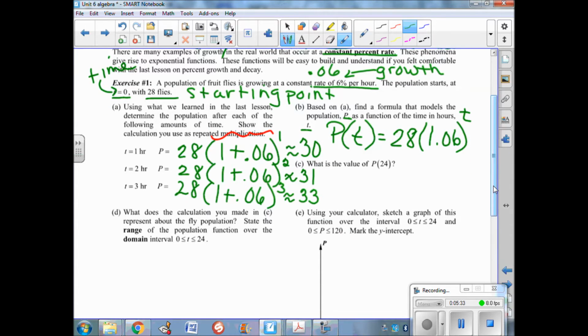So now they're asking, what is the value of P of 24? So a full day later, after 24 hours, how many fruit flies do I have in my house? So P of 24, so 24 hours. Take a minute if you'd like, go to your calculator, you can pause the video and type that in. You should end up with 113 fruit flies.